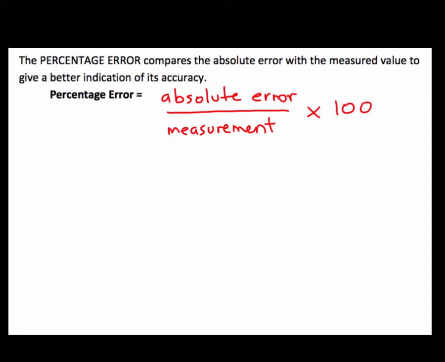So if we look at the pencil that we just measured, the absolute error, now we said that that could be plus or minus half a centimetre. The pencil itself was 4 centimetres, and then we're going to multiply that by 100. So that will give us the percentage error for that particular item that we measured.